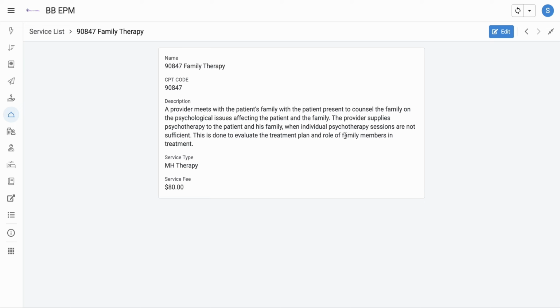So again, the provider supplies psychotherapy to the patient and his family. So this is couples, this is mother-daughter, this is father-son. Anytime there's a familial connection, there's more than one person, you're going to utilize this particular CPT code as long as the patient is present. All right. And we wanted to make sure we highlight that because there is another commonly utilized CPT code, the 90846, and that is for without the patient present. That's obviously much less commonly utilized than the 90847, so I did not enter it here today. But the 90846 is for without the patient present.